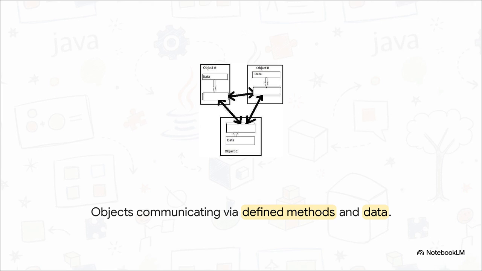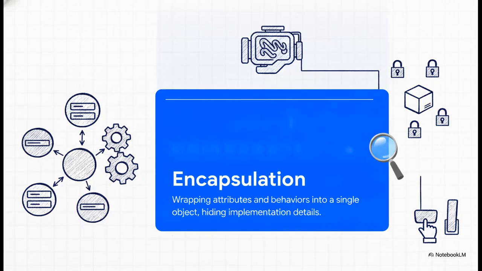Think of it like your bank account. A customer object sends a message to an account object to decrease its balance. It's clean, it's organized, and most importantly, it is secure. And that brings us to this absolutely crucial concept, encapsulation.